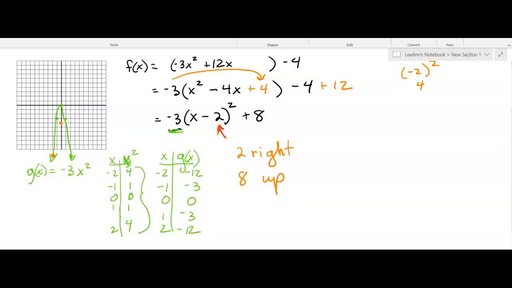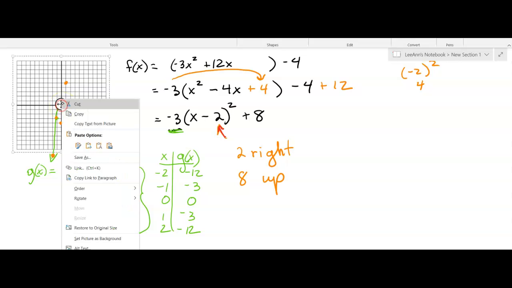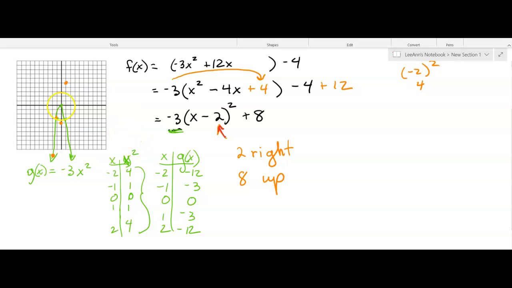Now I'm going to take this point and move it up 8. It's going to come way up here, 1, 2, 3, 4, 5, and over 2. So it's right there. You can count it out. Did I go up 8? 1, 2, 3, 4, 5, 6, 7, 8. And did I go to the right 2? Yes. Now I'm going to take the vertex right here and do the same thing. I'm going to shift it up 8 and over 2. So it'll be right there.